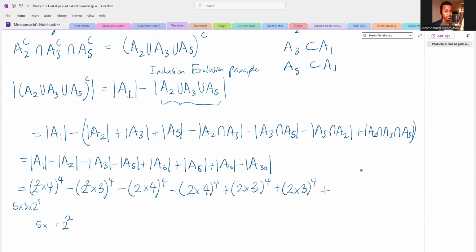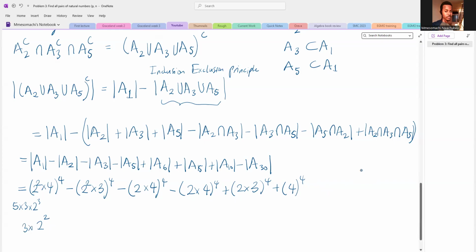A10 is going to be, so 5 will disappear, and then 2 will go down by 1. Sorry, A15 is going to be, so 5 and 3 will disappear, so that will be 2 to the power of 3. So 3 plus 1, 4, 4 to the power of 4. A10 is going to be, so 5 will disappear, so we'll just be left with 3 times 2 will reduce by 1, so 3 times 2 to the power.